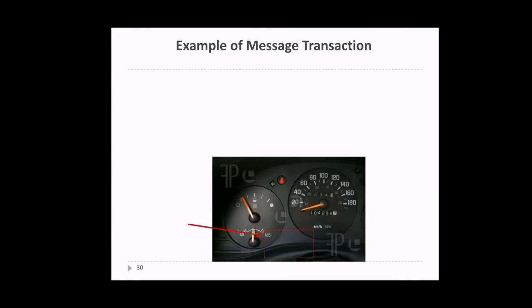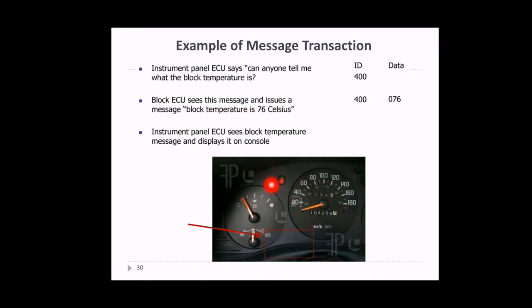Here we'll see how two ECUs communicate. This figure is also taken from another source, so it's not created by us, but it is quite easy to understand. The instrument panel ECU says, can anyone tell me what the block temperature is? It is asking for the block temperature by sending its ID 400.